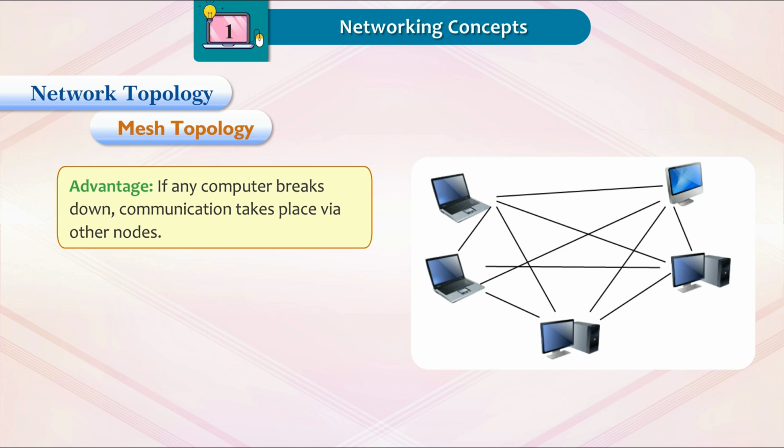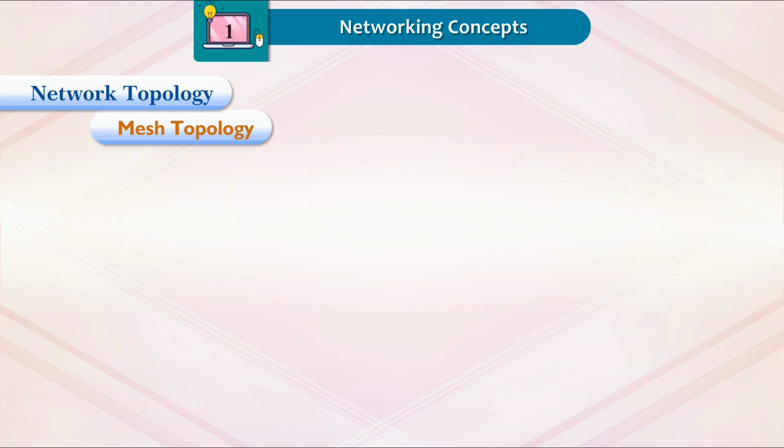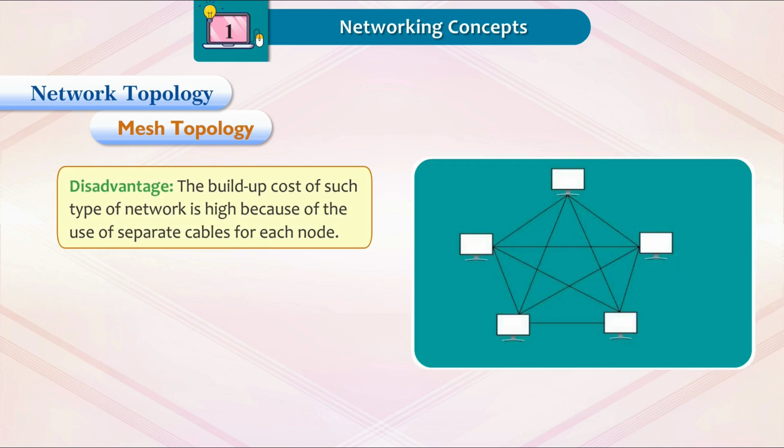Advantage: if any computer breaks down, communication takes place via other nodes. Disadvantage: the build-up cost of such a type of network is high because of the use of separate cables for each node.